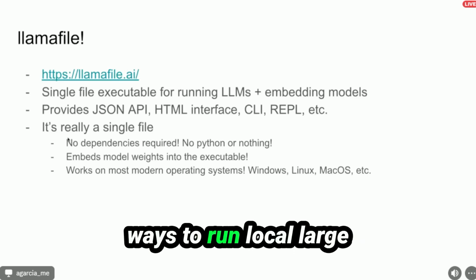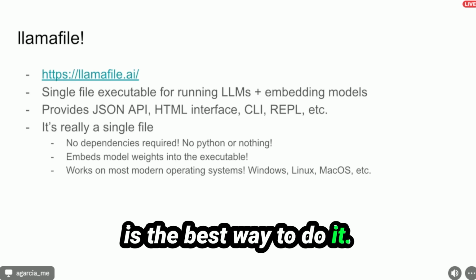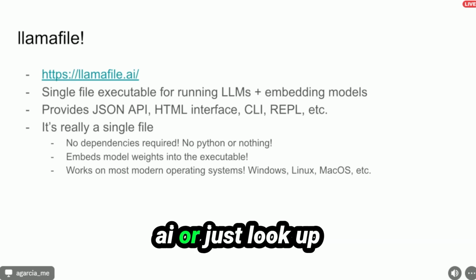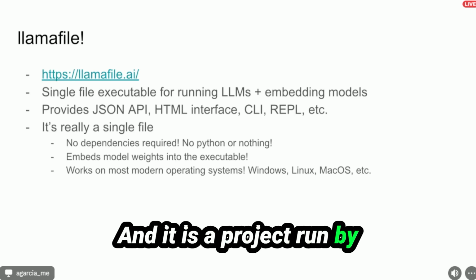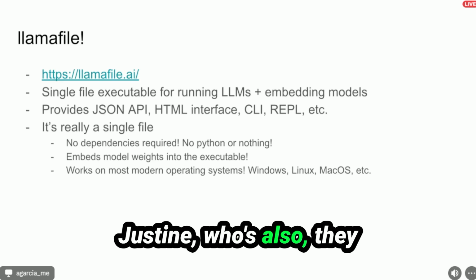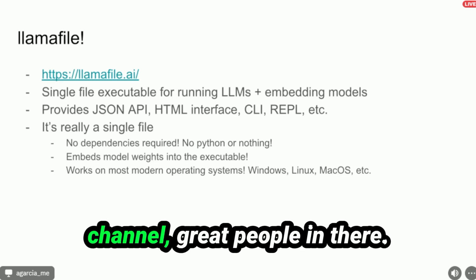There are many different ways to run large language models locally, and I would say llamafile is the best way to do it. You can go to llamafile.ai or just look up llamafile. There's a GitHub repository for it. It is a project run by Mozilla, created by Justine. They have a channel inside of this Mozilla AI Discord. If you're here right now, check out the llamafile channel, great people in there.